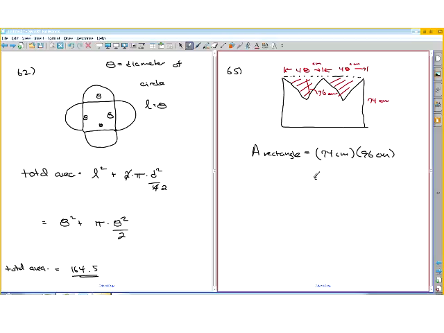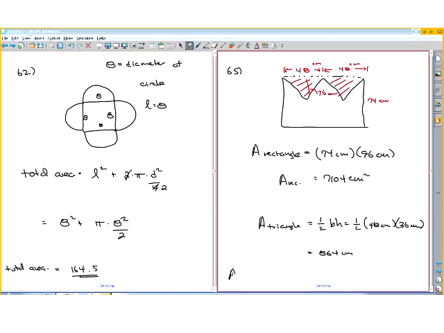So let's go ahead and multiply it out. 74 times 96 is equal to 7,104 centimeters squared. Okay, the area of the triangle, I'm just going to do one at a time because we're going to have two of those, is going to be 1/2 the base times the height. The base is this distance, so we have 48 centimeters times the height, which is 36 centimeters. So we get 0.5 times 48 times 36 is 864.